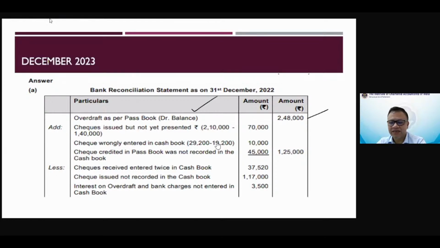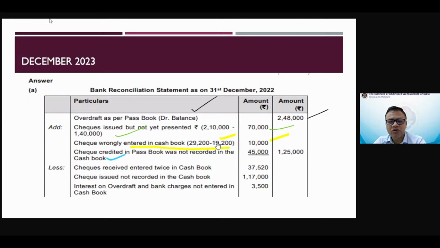So the debit balance: you added all the cheques issued but not yet presented for payment, because the requirement is overdraft passbook balance plus cheques issued. So 2,10,000 minus 1,40,000 is 70,000. Cheque wrongly entered in the cash book: 29,200 minus 19,200, so a 10,000 error has been made by the cash book. You are adding it back because your passbook is correct, but you are now reaching the cash book, so you accept that error.